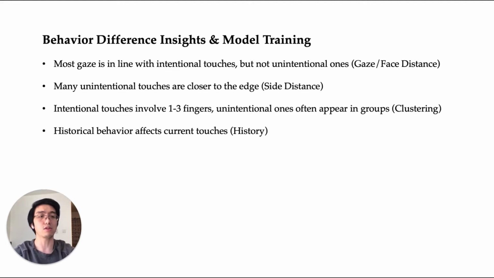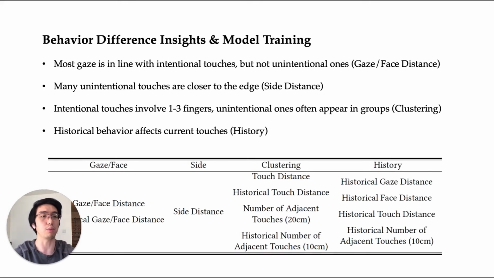Moreover, intentional touches usually involve just 1 to 3 fingers, while unintentional ones often appear in groups. The clustering of touch points can also be an interesting factor. In addition, historical behavior affects current touches. For example, sometimes gaze leads intentional touches shortly, and sometimes unintentional touches clustered in an area often spawn more unintentional touches subsequently. Based on these observations, we extracted 4 types of spatiotemporal behavior features.